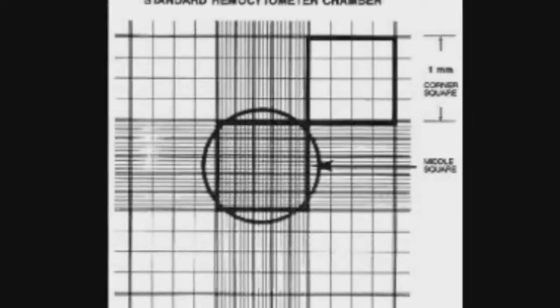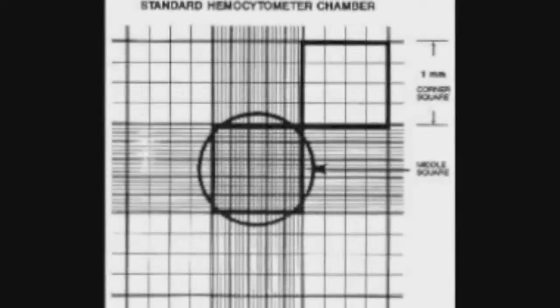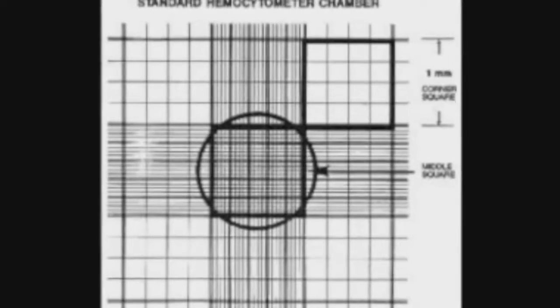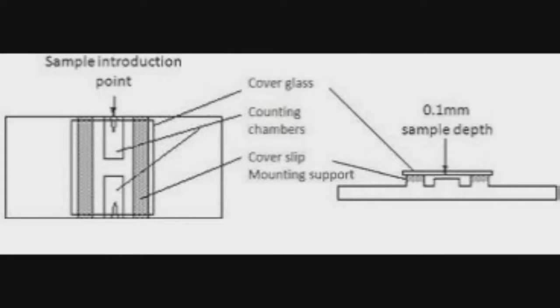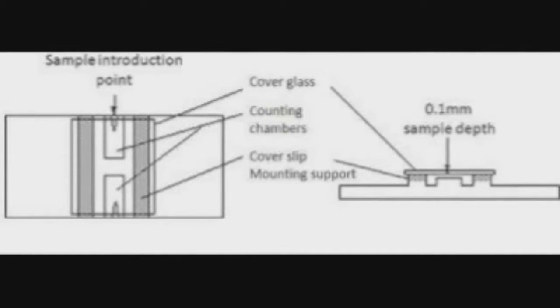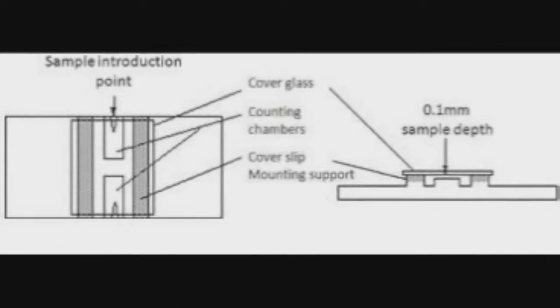The central square is further subdivided into 0.0025 mm squares. The raised edges of the hemocytometer hold the cover slip 0.1 mm above the marked grid.